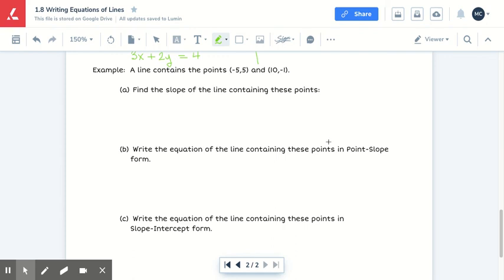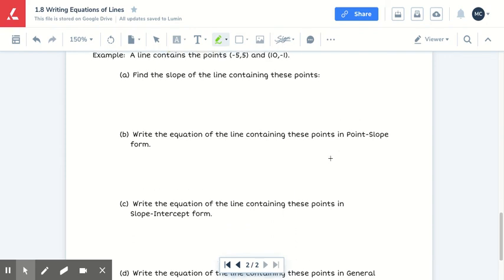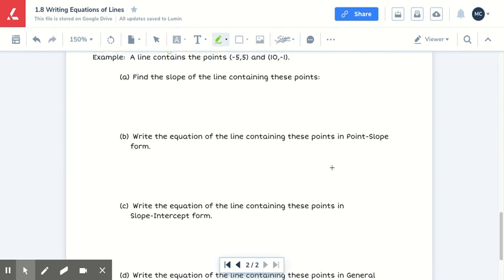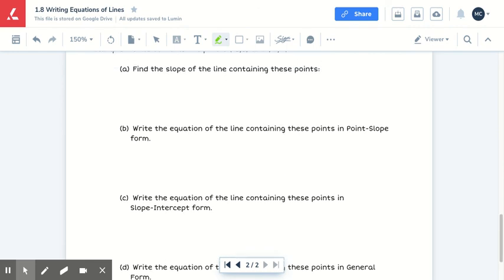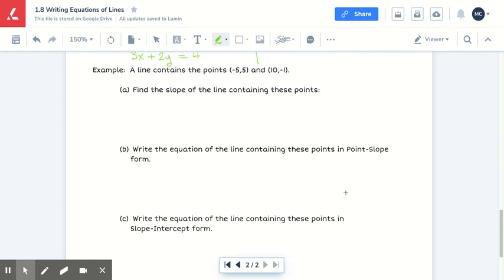Alrighty, so there's one more problem on here. Again, if you're feeling pretty comfortable with this, then this would be a great place to pause the video and try doing all 4 of these parts here, A, B, C, D, and then come back and see how you did.